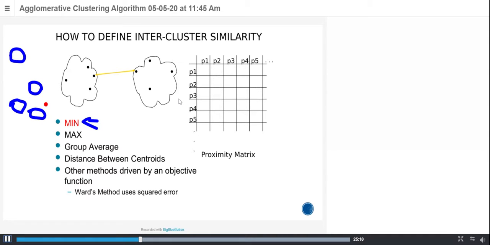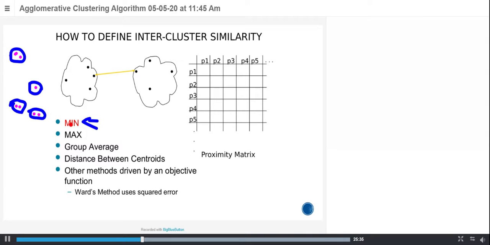Whether I have to select this one and this one, or this one and this one, or this one and this one, is based on that minimum technique. Assume I have multiple points. Here one point is there, here one point is there, and so on. So I have a cluster like this.